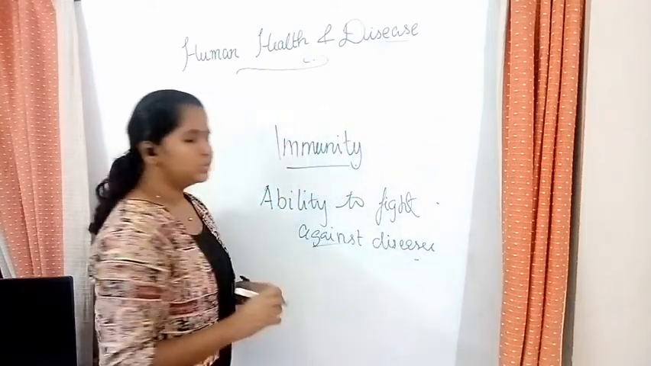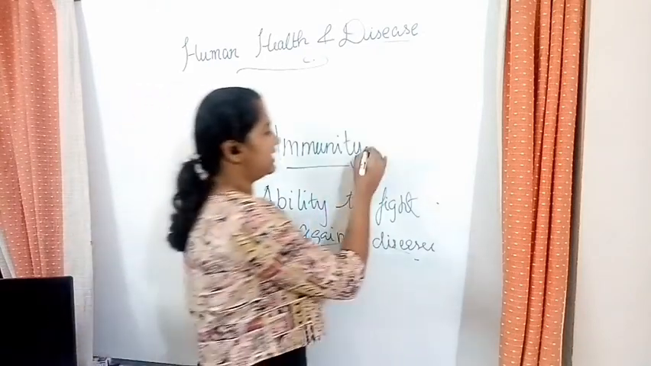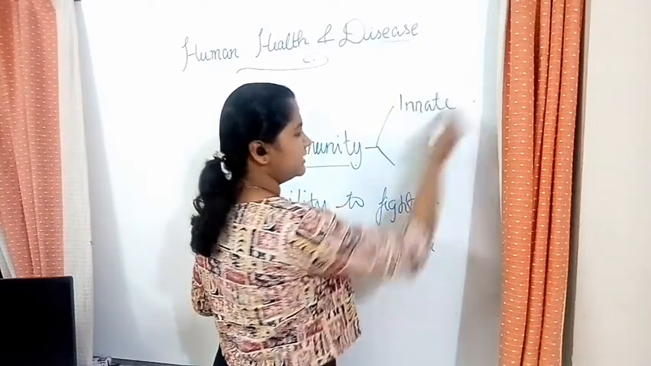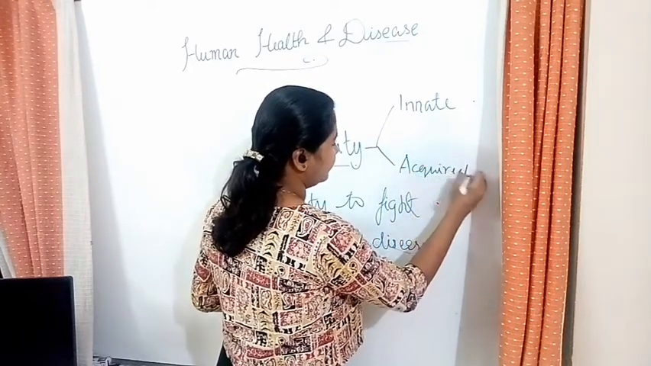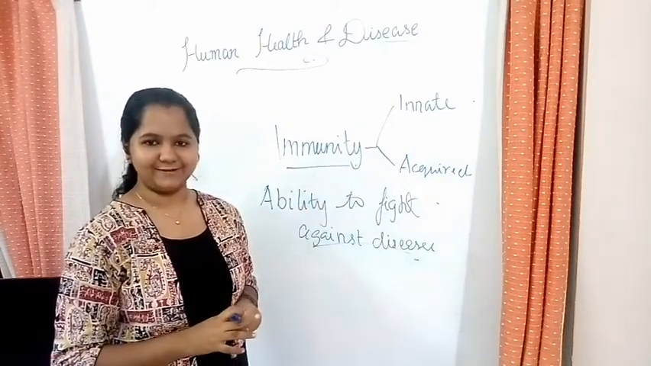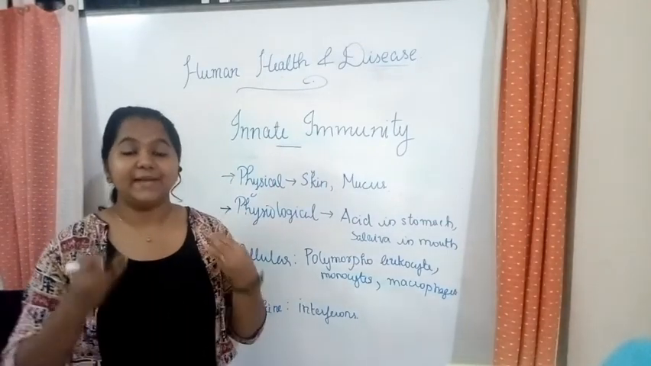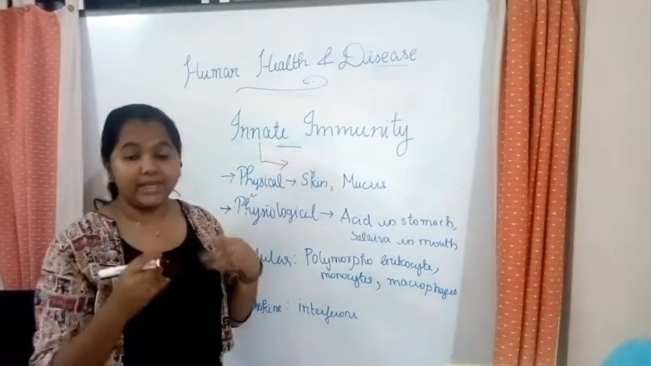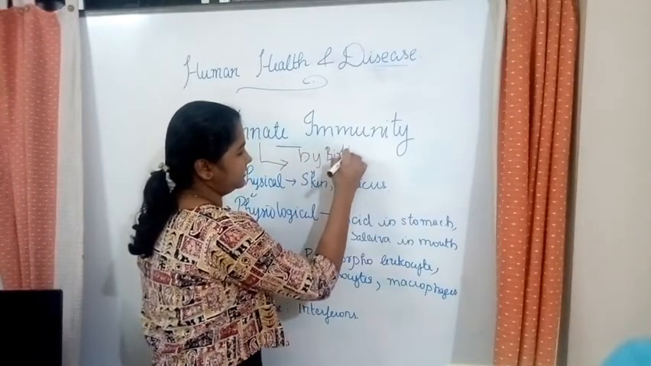Now we have to learn about 2 types of immunity in this chapter. The first is innate immunity. The second one is acquired immunity. We'll learn about innate immunity in detail now. What is the meaning of innate? Something that's inbuilt, or which is within us. So innate immunity means the immunity that we possess by birth.